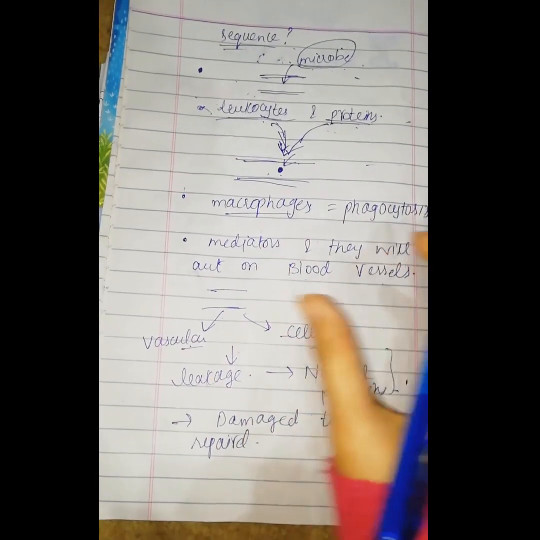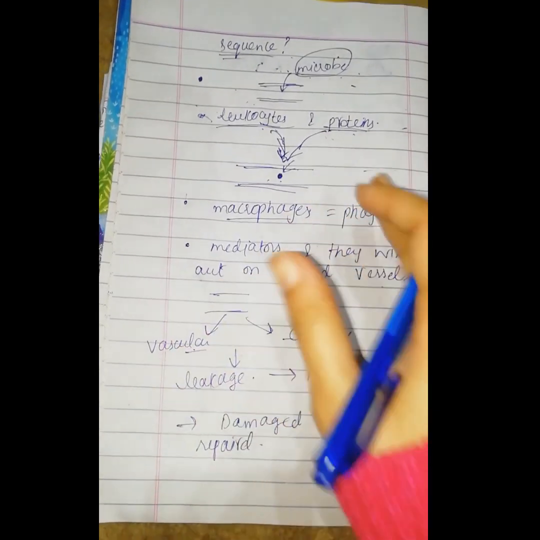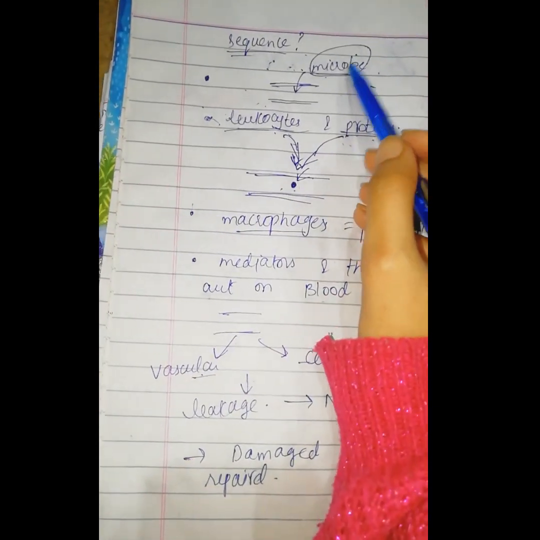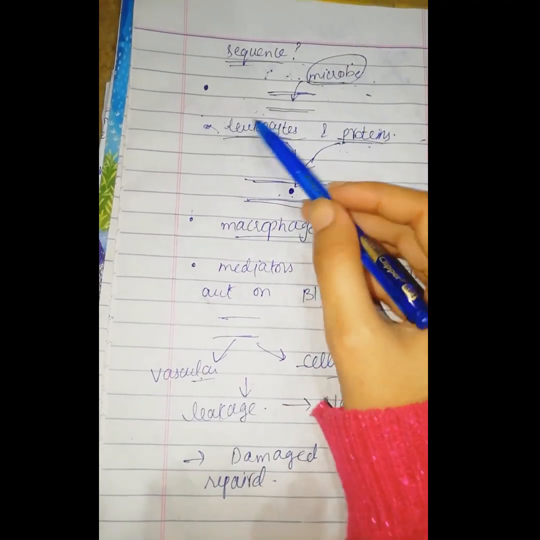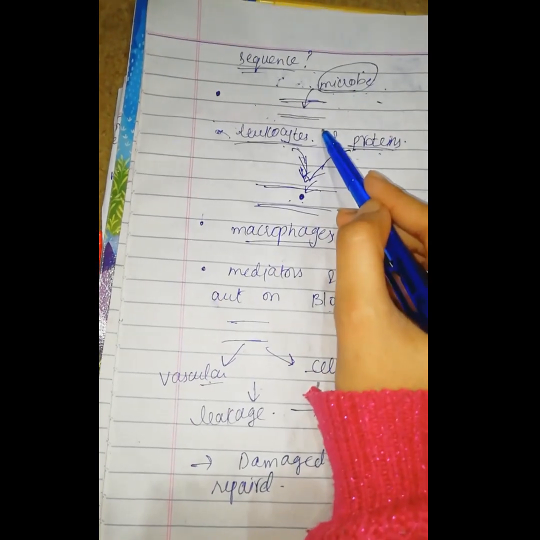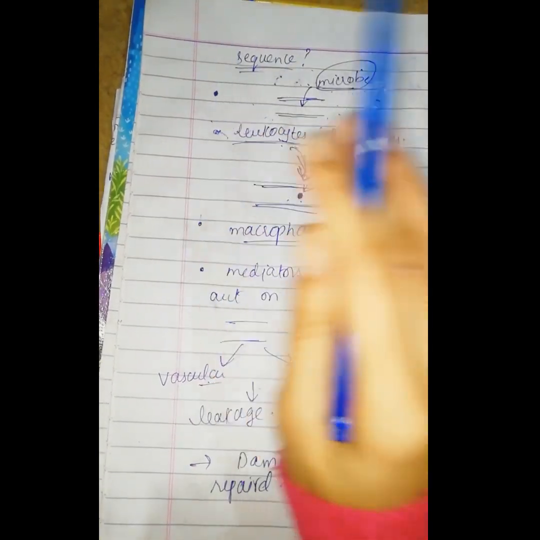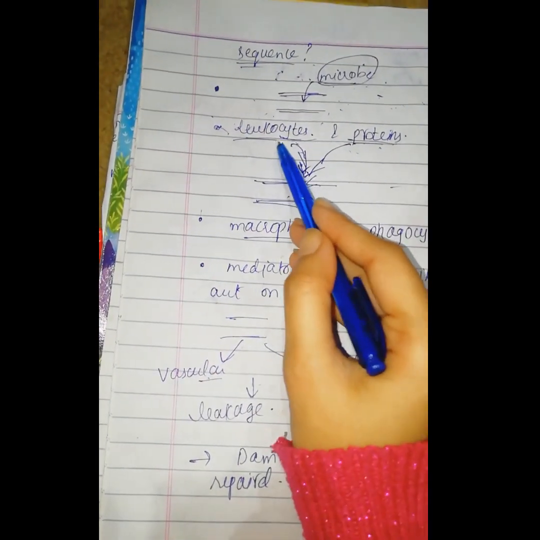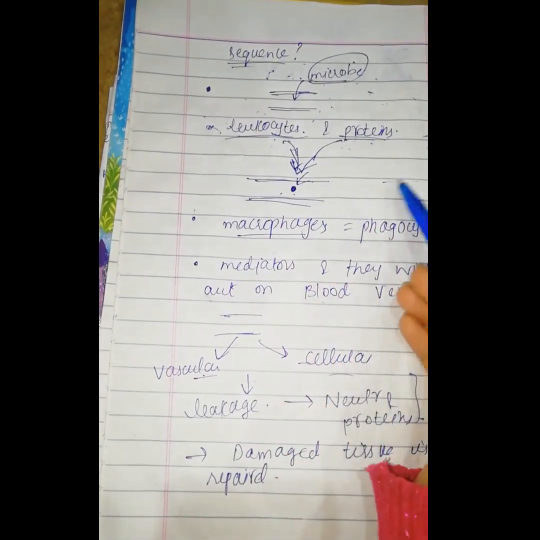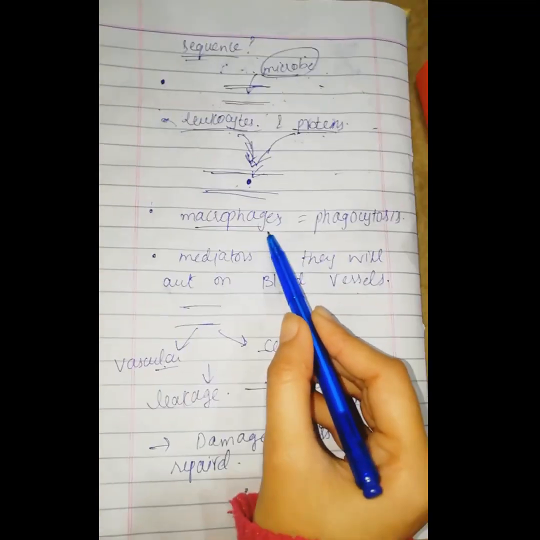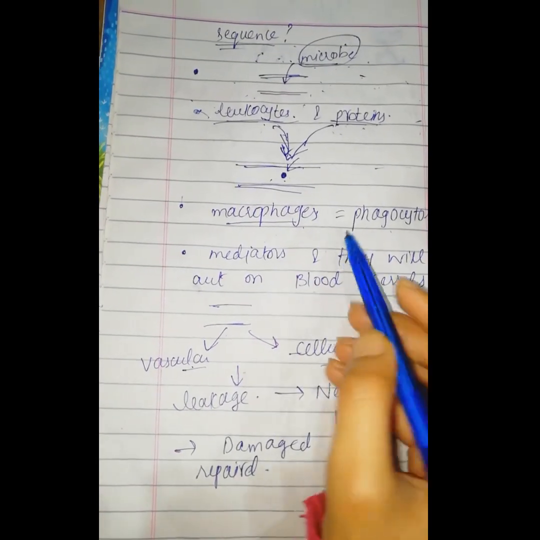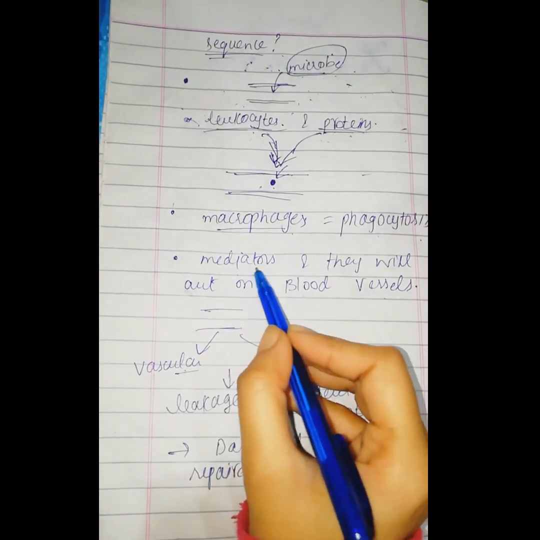It's all what we have studied before. These are all the sequences of inflammation. First, the offending agent present in the vascular tissue is recognized by host cells. When host cells recognize that there is an offending agent present in vascular tissue, they will send leukocytes and proteins. The leukocytes and proteins will come and destroy that offending agent, and then macrophages will come and do phagocytosis, and they will also release mediators.